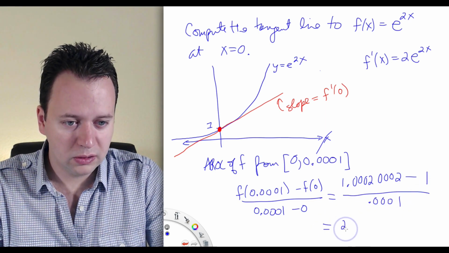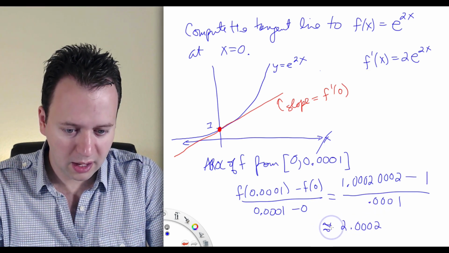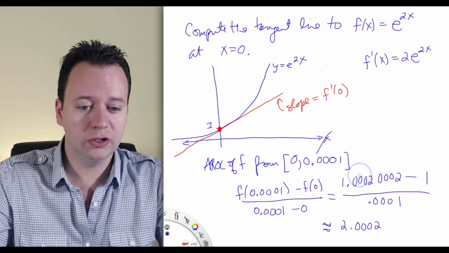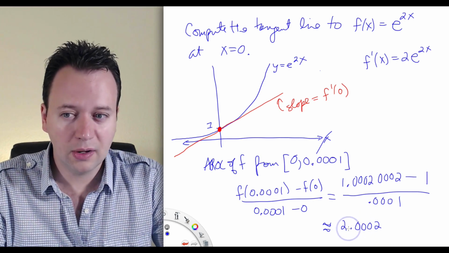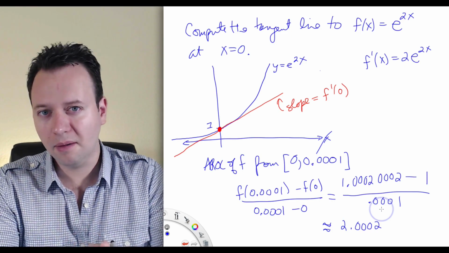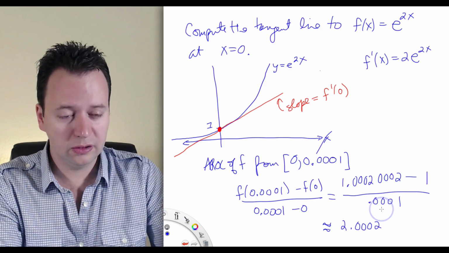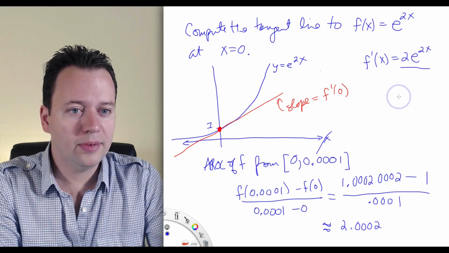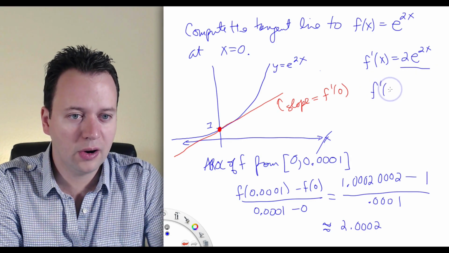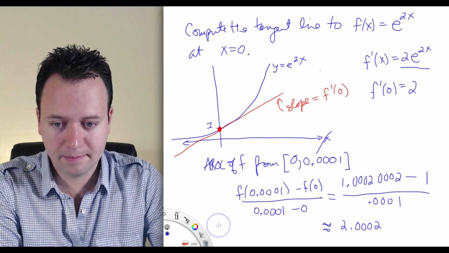And the answer is 2.0002. It's actually approximately correct because there could be additional decimals that I'm not seeing in my calculator. I'm not sure, so I'll just write approximately. So the instantaneous rate of change is approximately 2.0002. If we chose a smaller interval, it will get closer and closer to 2, and you can actually go through that for smaller and smaller intervals. Now up here, we have f prime of x is equal to 2e to the 2x, so f prime of 0 should just equal 2 as we expected.